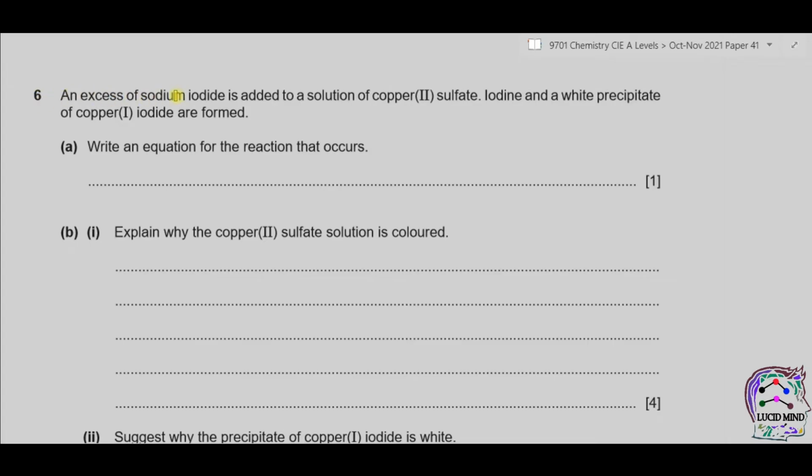Question number 6. An excess of sodium iodide is added to solution of copper 2 sulfate, iodine and white precipitate of copper 1 iodide are formed. Write an equation for the reaction that occurs. We have copper 2 sulfate, which is CuSO4, plus we have sodium iodide, which is NaI, and a precipitate of copper 1 iodide, which is CuI, plus I2. Plus we have sodium and sulfate, Na2SO4.